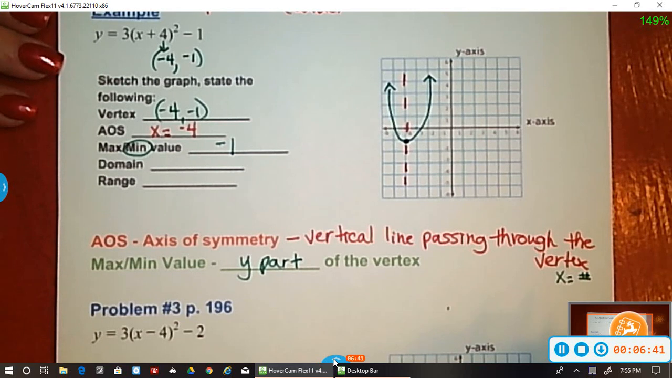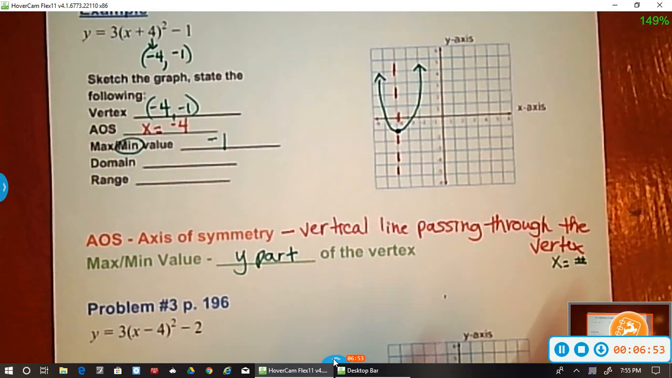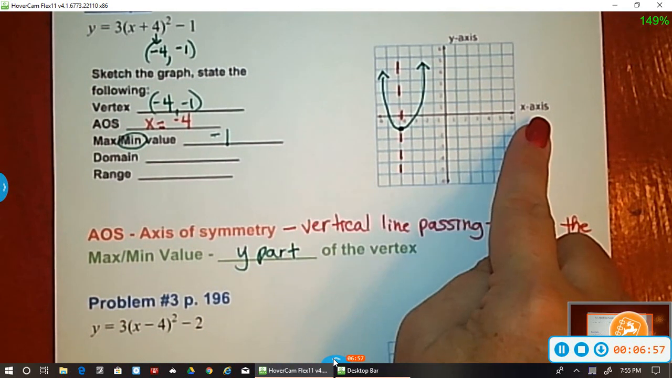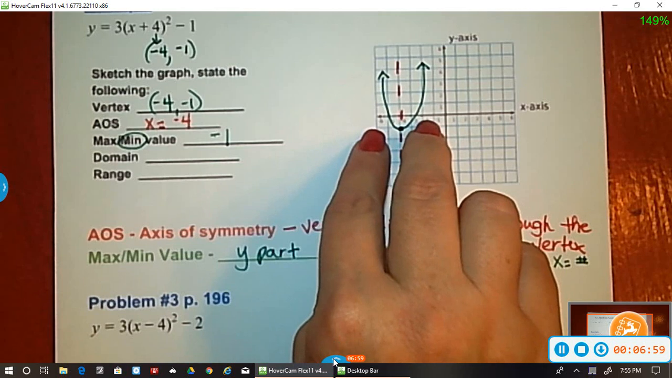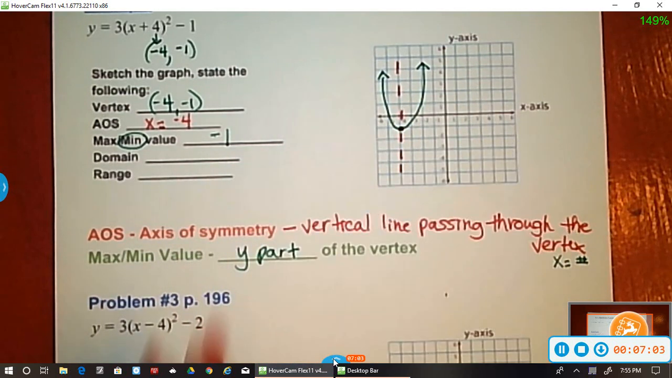Now, when we talk about domain and range, remember, domain is all of your x values. Okay, and this again goes back to stuff we did right there at the very, very beginning. Your x values run left and right. Well, as this parabola opens upward, it is continuing to get wider and wider.